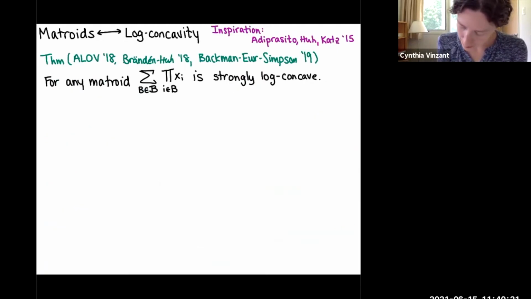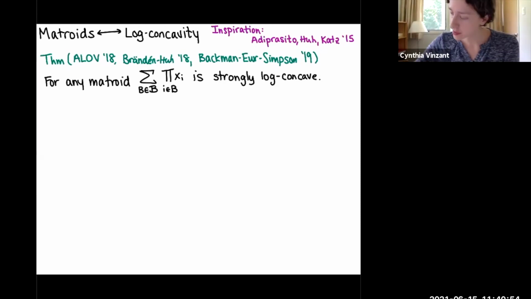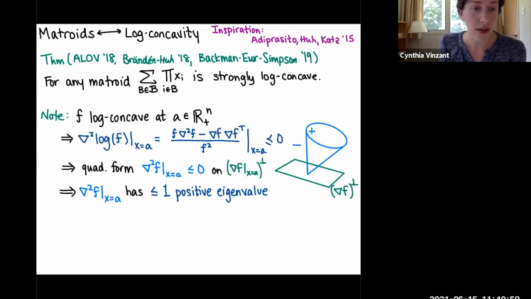And one of the theorems that now has been proved by several collections of authors is that for an arbitrary matroid, the basis generating polynomial is strongly log-concave. And this was sort of not dependent on, but inspired by the work of Adiprasito, Huh, and Katz in combinatorial Hodge theory. And I wanted to digest a little bit what this means and how one could use it or prove it.